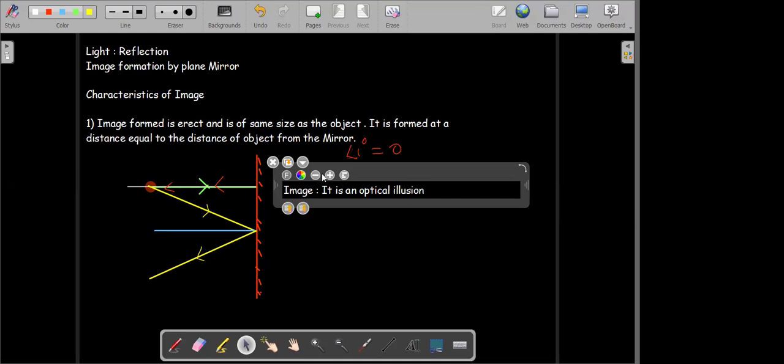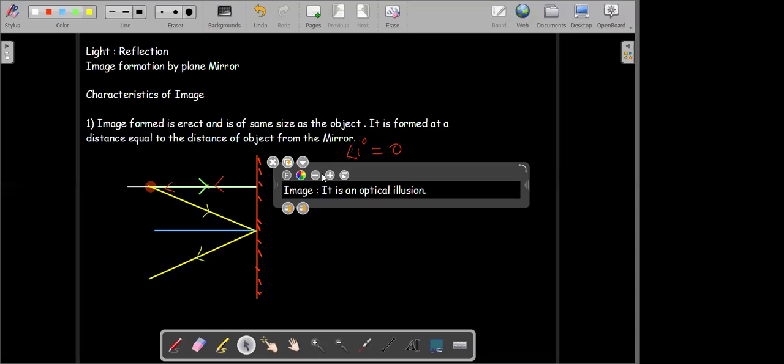Illusion means something which appears exactly the same. That we call an illusion. Right. So an image is an optical illusion. We are not able to see the thing properly. When you see yourself in the mirror, it appears that you are there in the mirror, but actually you are not there in the mirror. Okay, so that is an optical illusion. That is your image.